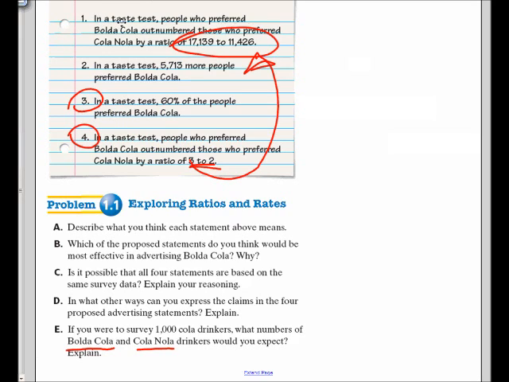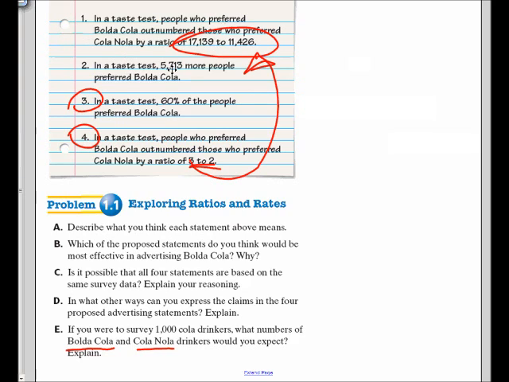First of all, number one, in the taste test, who preferred Boldicola and Colanola? That's what they're comparing right now. They said 17,139 liked Boldicola, and 11,426 preferred Colanola. That surprisingly can be reduced down to 3-2. That's why there's this line right here, 3-2. It's the same thing, okay? Same ratio, just reduced down. You have to divide it by quite a bit to get down there.